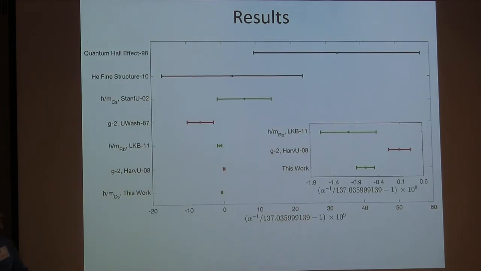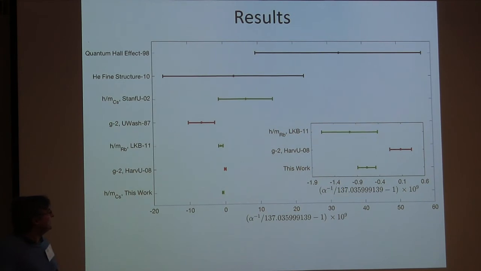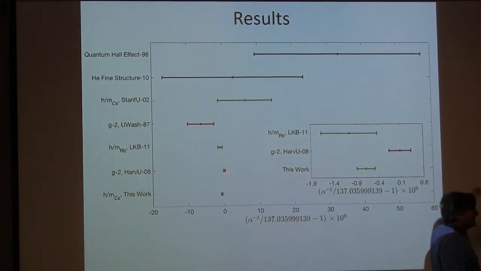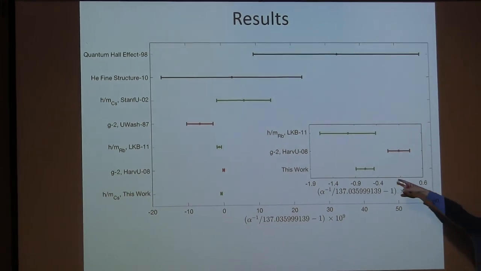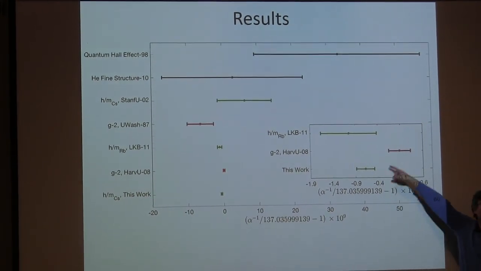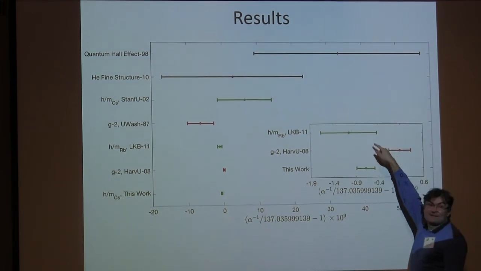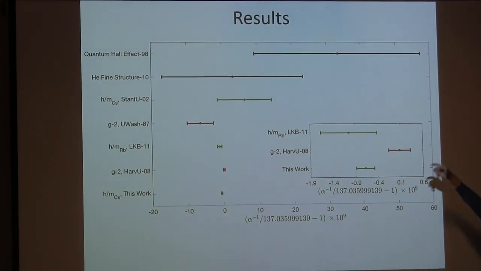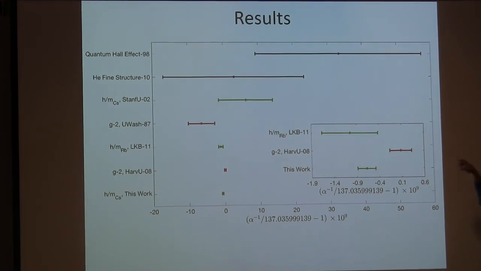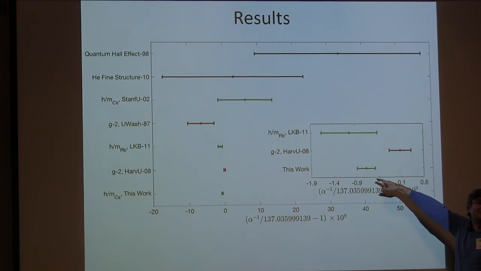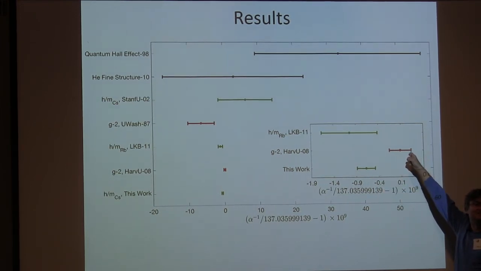And then you have the line. You've seen this slide before. So this is us. We're slightly more accurate than Gabrielse's. This is 0.20 parts per billion as opposed to 0.24. Atom interferometry is consistent with itself. That's the good news. The other news is that it's not fully consistent between atom interferometry and g-2.